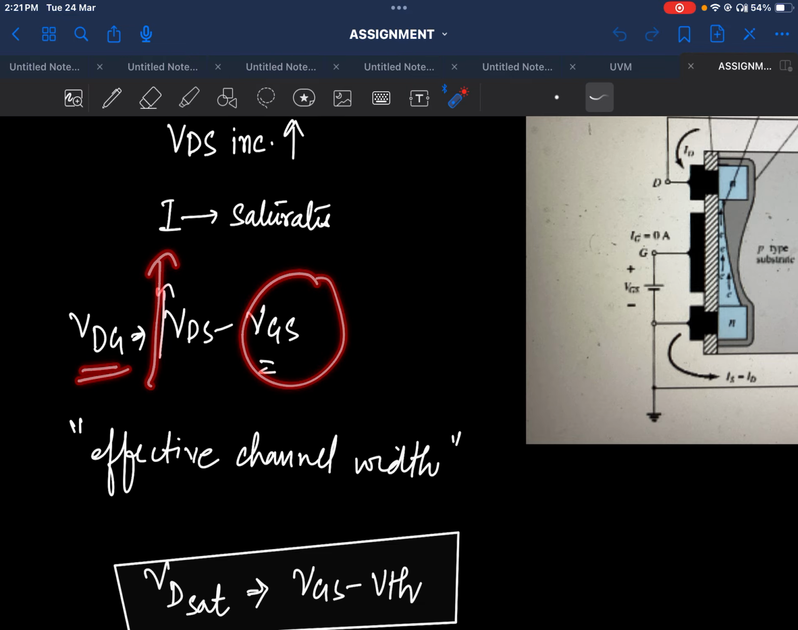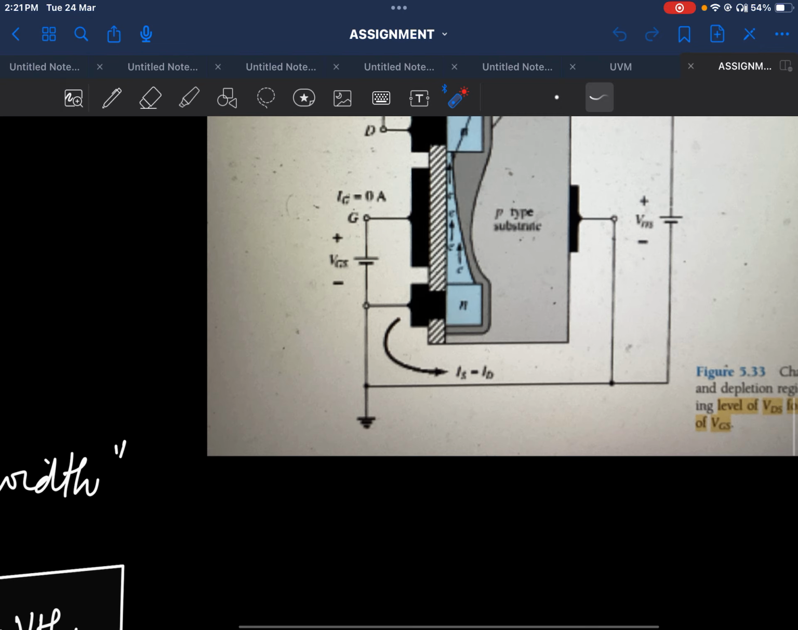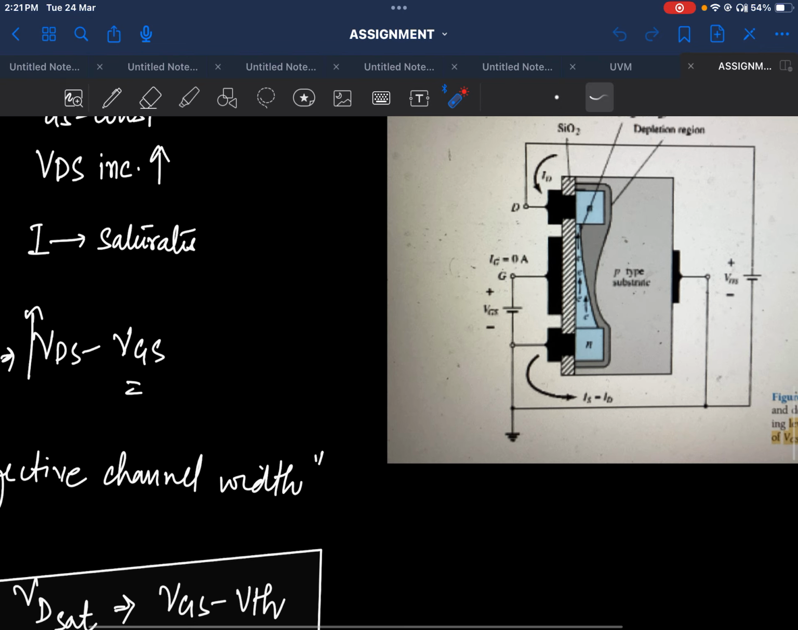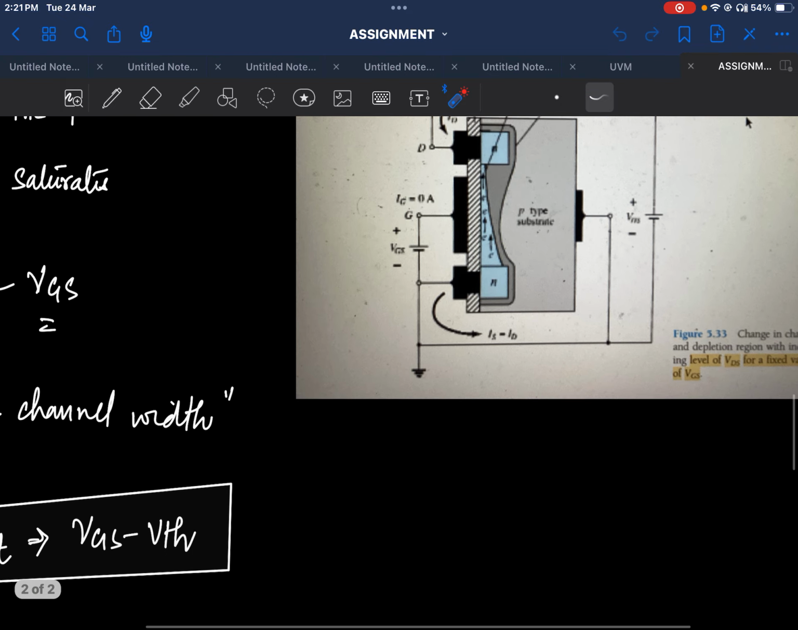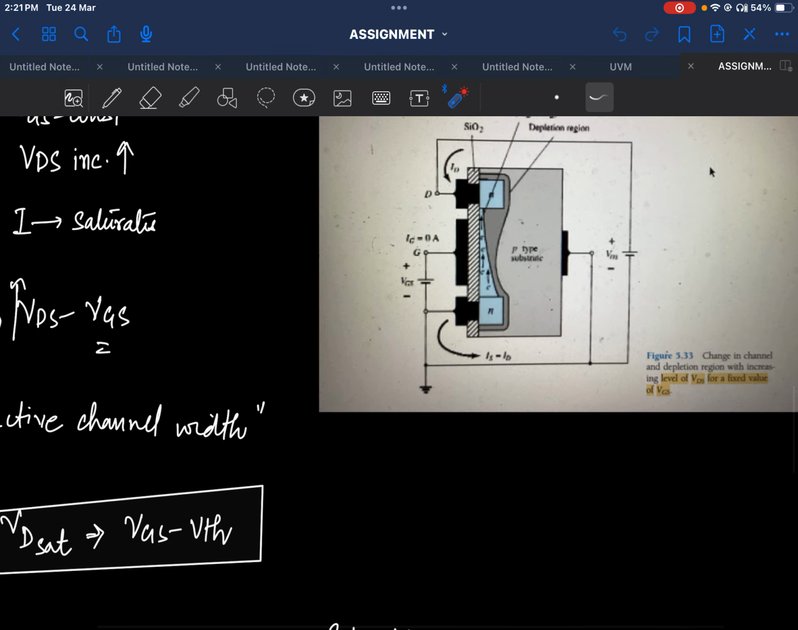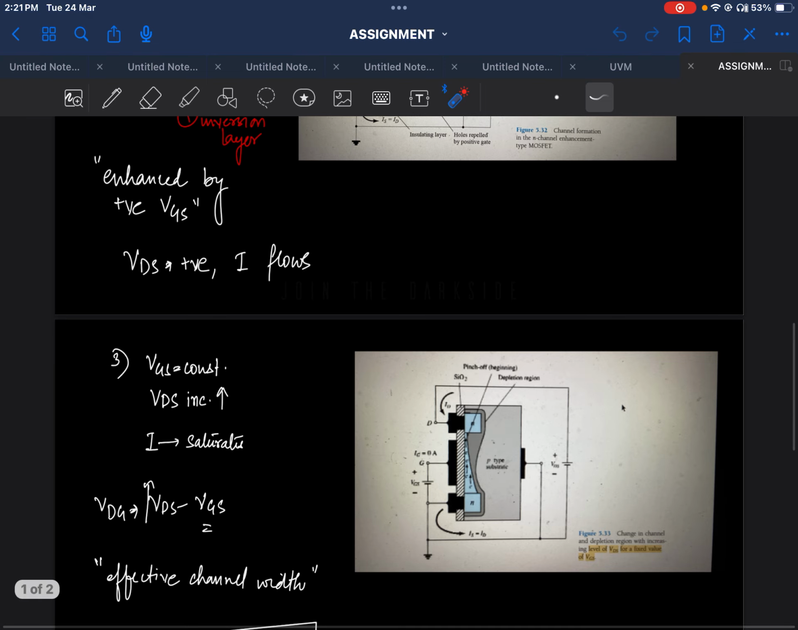So this would increase, and if this increases, the gate voltage would decrease. Hence, the effective channel width would decrease, and hence a pinch off occurs. We can see a pinch off in the channel. This is the beginning of the pinch off, the saturation region. And VDS sat, that is the maximum amount of voltage above which the current saturates, is given by VGS minus VT. This was the whole operation, and the current saturates after this.